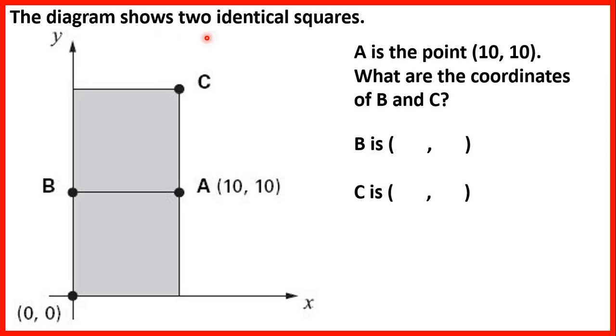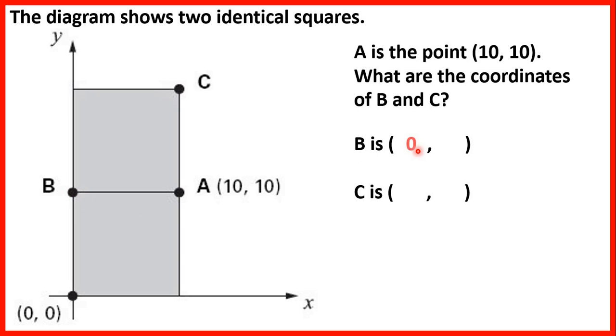The diagram shows two identical squares. A is the point 10, 10. What are the coordinates of B and C? Well, first let's find point B. We know that with coordinates, the first number we write is the x coordinate, and if we go down, we can see that x is in line with 0.